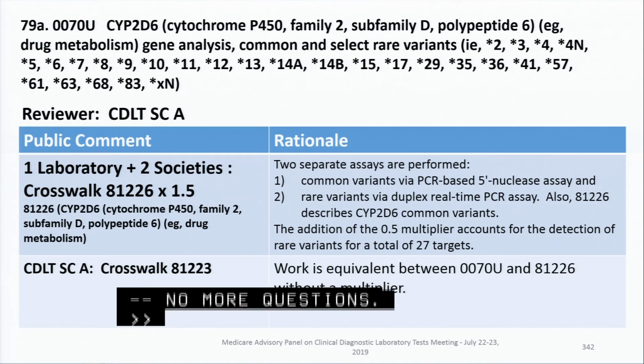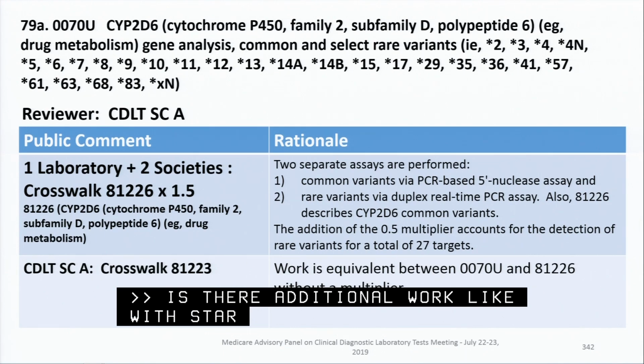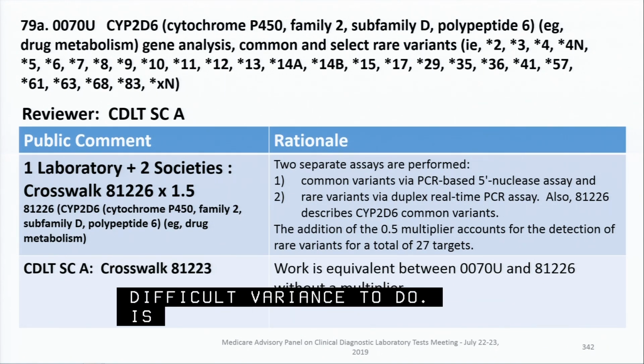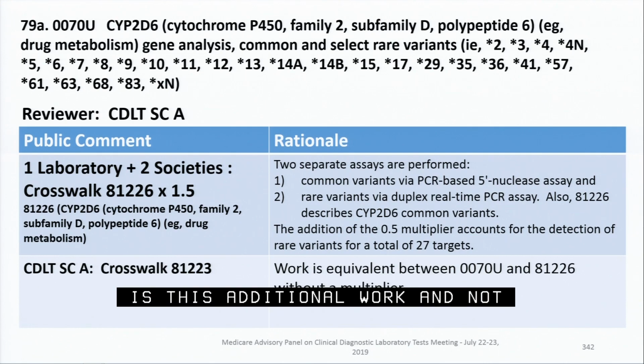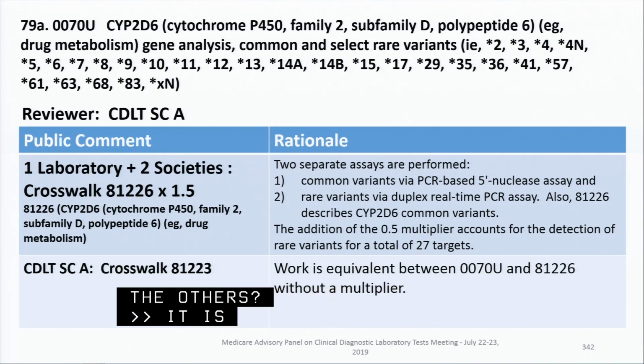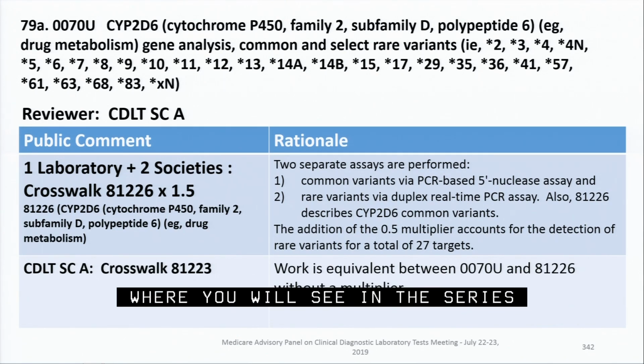So is there also additional work, like with STAR 36, I think that's getting into the gene conversions and some of the very difficult variants to do as this additional work, so it's not a straightforward variant detection like the others? It's not a straightforward variant detection, and that's where you'll see in that series of 0071 through 0076, we get into some of the different hybrids where the additional work has to come in. Okay.